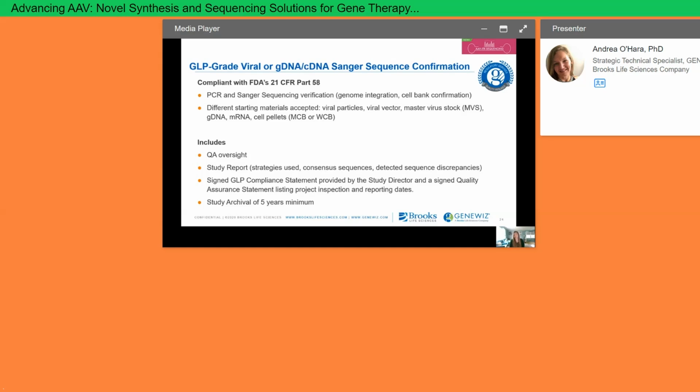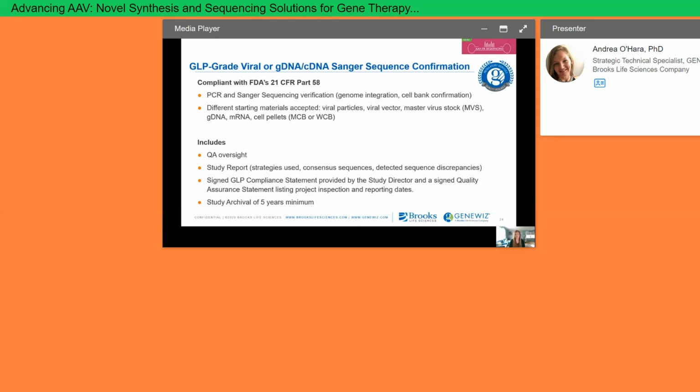We also do offer GLP grade viral gDNA or cDNA Sanger sequencing confirmation. This is compliant with the FDA, and this includes a few different options. So this would be PCR and Sanger sequencing verification, including genome integration and cell bank confirmation. The starting materials accepted include viral particles, viral vector, master virus stock, genomic DNA, mRNA, or cell pellets.